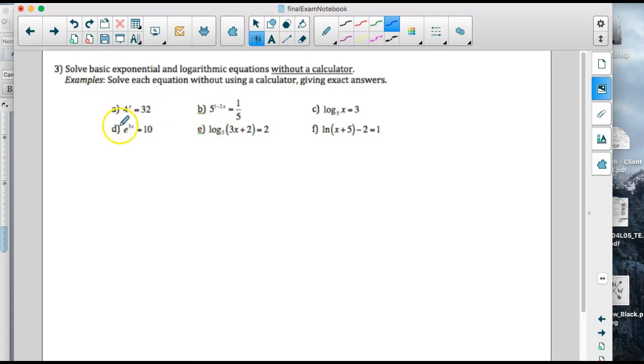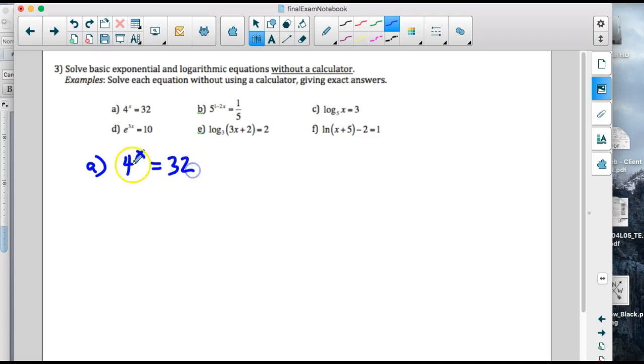That's how we're going to solve A and B. We can rewrite it so it has the same base. That doesn't work on D because D is hard to write: e to some power is 10. So for part A and part B, since they have bases that are not e, we're going to try to rewrite these so that the bases are the same.